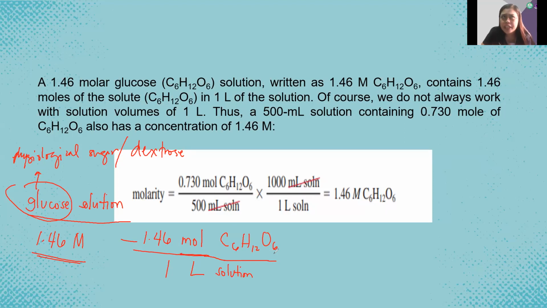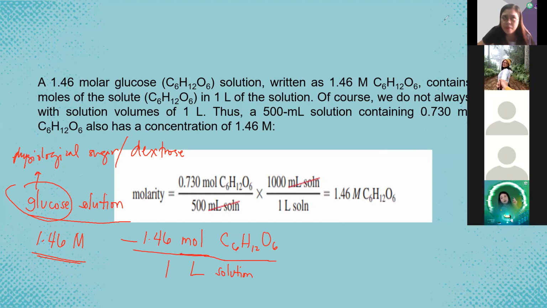But in the laboratory, most of the time we don't actually prepare 1 liter, because we only make small amounts in the lab. Most of the time, we make solutions of less than 1 liter. So you have to know also that, according to the example, if you have 500 mL of solution with 0.730 moles of solute, and you compute for the concentration, it will be the same as this.